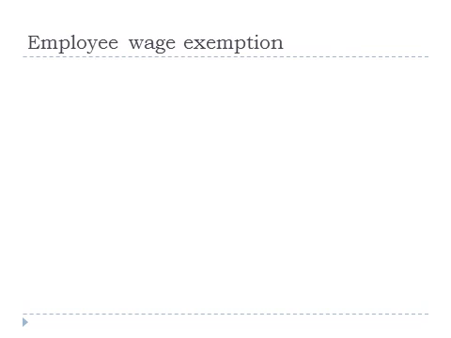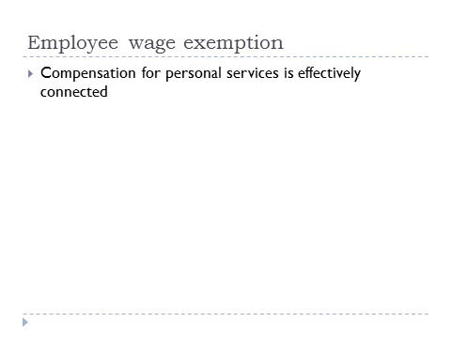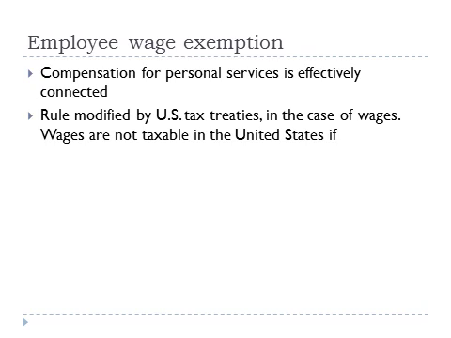Income from services performed in the United States by an employee can be exempt from U.S. tax under tax treaties. Ordinarily, under Section 864, compensation for personal services performed in the United States is effectively connected income subject to tax. This rule, however, is modified by U.S. tax treaties in the case of employee wages.